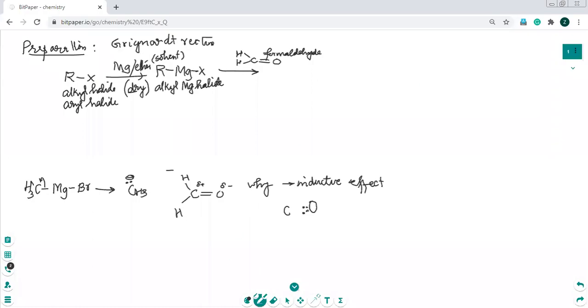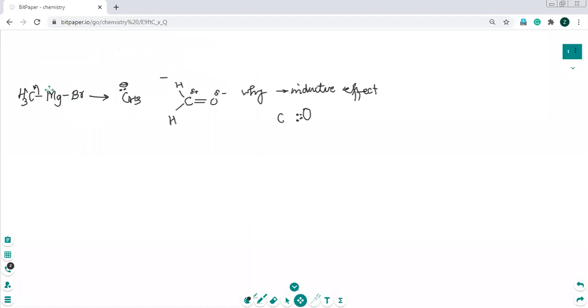This molecule will break into CH3 minus and MgBr plus. See here, this is electropositive. This is more electropositive than carbon. That means carbon is more electronegative. That is why this type of bond breakage occurs. So you can write CH3 minus plus MgBr plus.